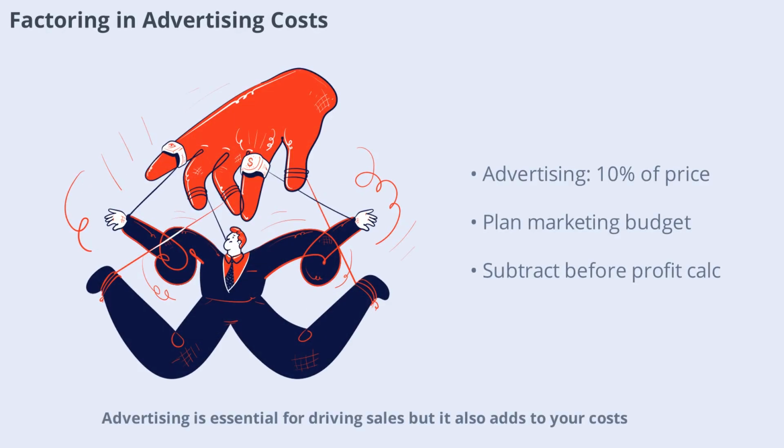Advertising is essential for driving sales, but it also adds to your costs. A good estimate is to set aside about 10% of your selling price for advertising expenses. Subtract this from your selling price before calculating your profit margin. This approach ensures you're not overestimating your profits and helps you plan your marketing budget more effectively.